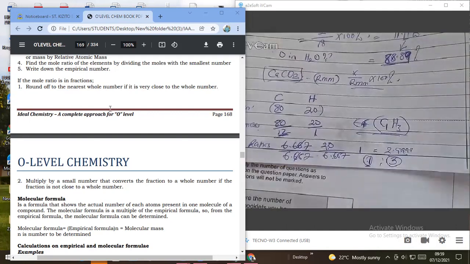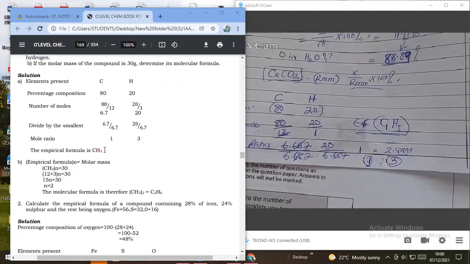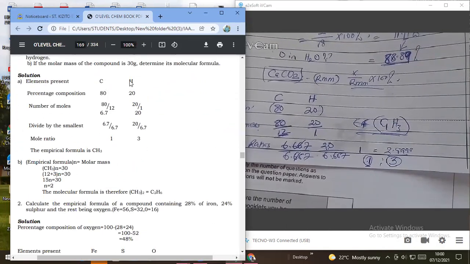So all kinds of calculations must lead us to these formulas. Then to get the molecular formula, you say empirical formula times N is equal to the molar mass. Now here they are saying B, if the molar mass of the compound is 30 grams, determine its molecular formula. So the molecular formula is found from this.